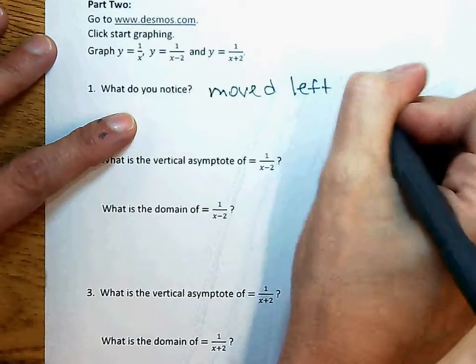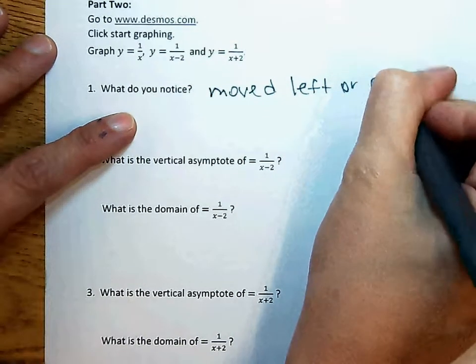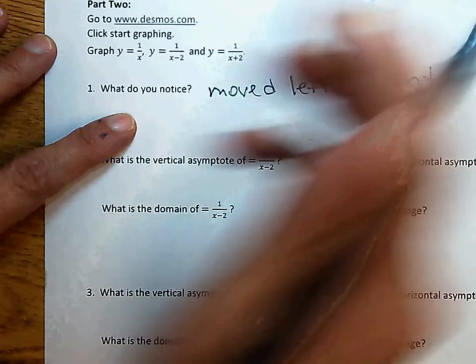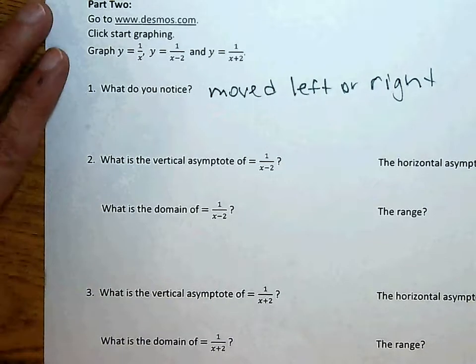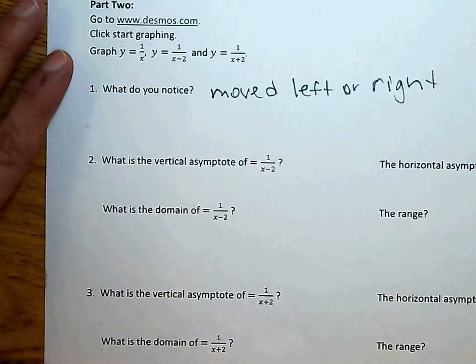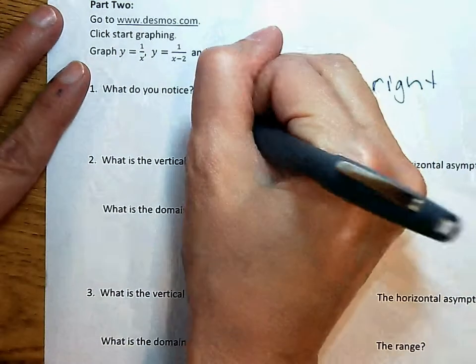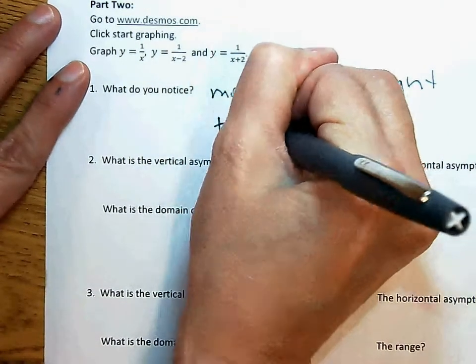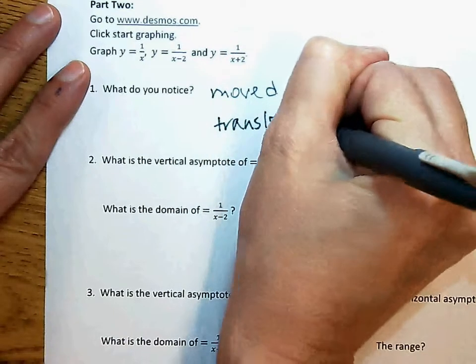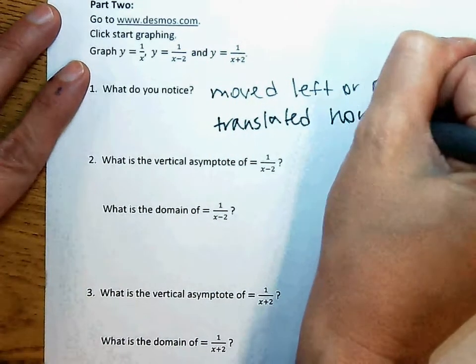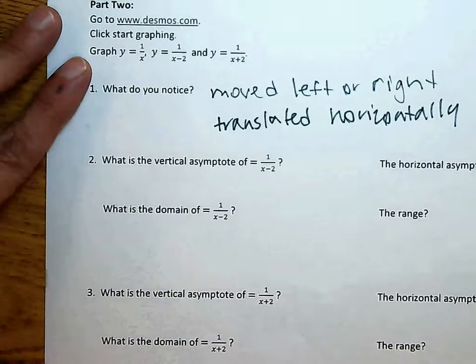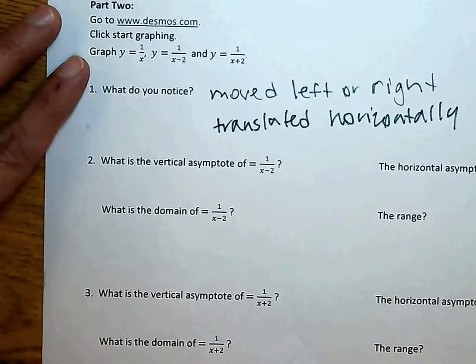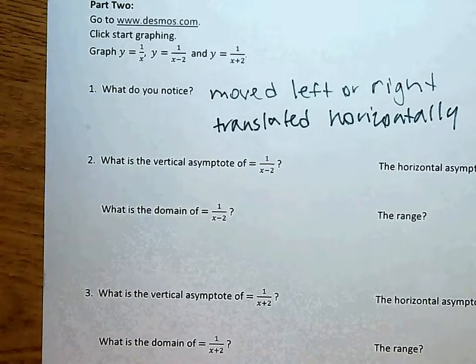Say it again. Good. It is a horizontal translation. It did transition from one point to the other. Okay, so it moved left or right, or translated horizontally. Miss Evans, can you write a quadratic up there that's moved left or right? It doesn't matter.